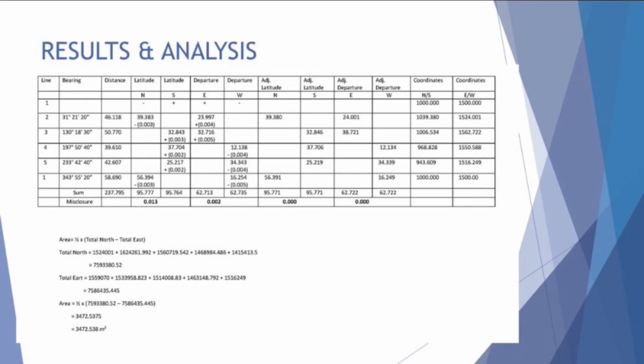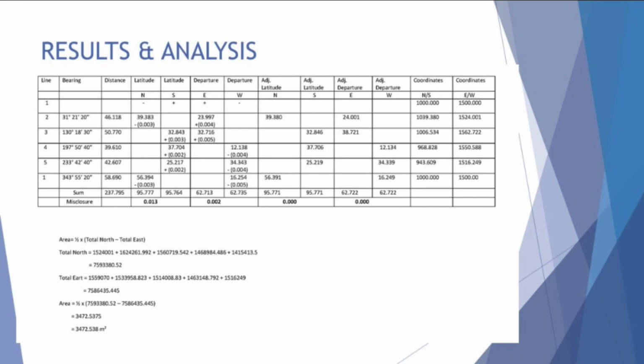After that, calculate the misclosure for latitude. To calculate the misclosure of latitude, we subtract the sum of north and south, which is 95.777 minus 95.764. Then the misclosure of latitude is 0.013. For the misclosure of departure, we subtract the sum of west and east, which is 62.735 minus 62.713. So the misclosure of departure is 0.002.